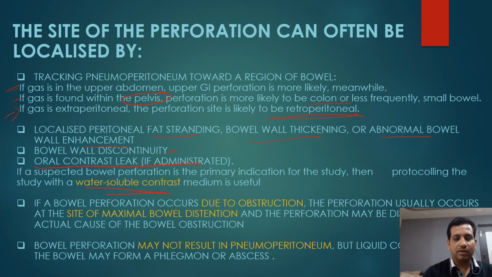If bowel perforation occurs due to obstruction, the perforation usually occurs at the site of maximal bowel distension, and the perforation may not be seen at the exact site of obstruction. So, for example, this is the obstruction. The site where the bowel is getting maximally distended is the site where perforation is most likely, not at the transition zone of obstruction.